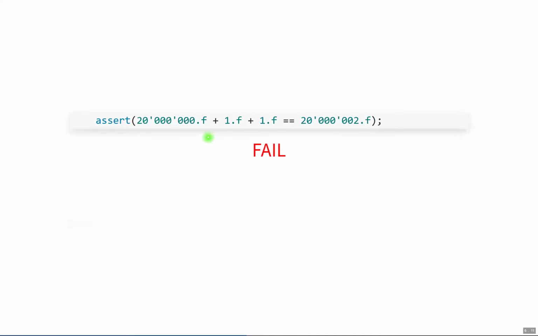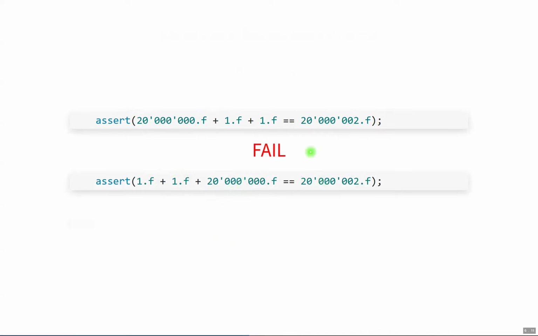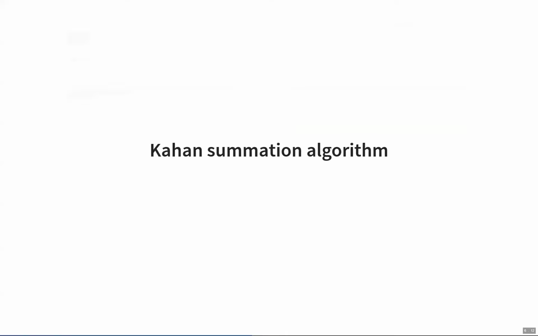Like again, we take 20 million, add one, expect to get 20 million and 2. No, this doesn't work. But what happens if we add them from the smaller number first? Well, we get 1 plus 1 is 2, and 2 plus 20 million actually works. This is fine, because now we have 2 numbers that are big enough that when we add them, we don't lose the precision. And of course, now there is the correct answer. This is again for addition.